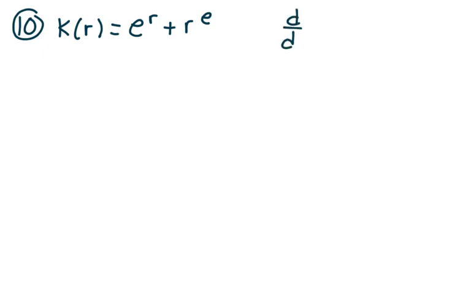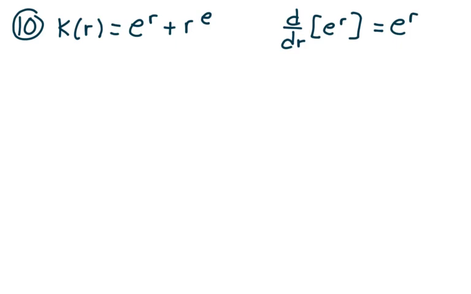Let's take a look at one last example here. So on example 10, we have the following. Suppose k of r is equal to e to the r plus r to the e. Okay. Now, this one's tricky, and you have to be careful here. Now, remember, the derivative of e to the r with respect to r is e to the r.